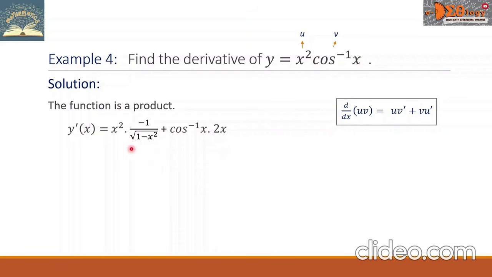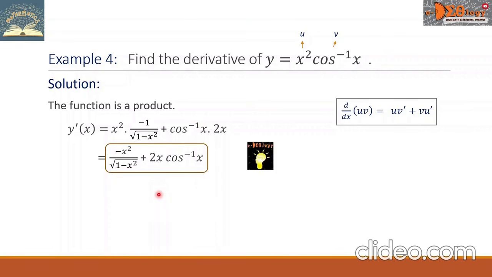Now simplifying the first group plus the second group, we have negative x squared over the square root of the quantity 1 minus x squared for the first group, plus 2x times the cosine inverse of x. Take note that in the second group, this 2x must not be multiplied with the x in here. So we put this 2x in front of the cosine inverse function.